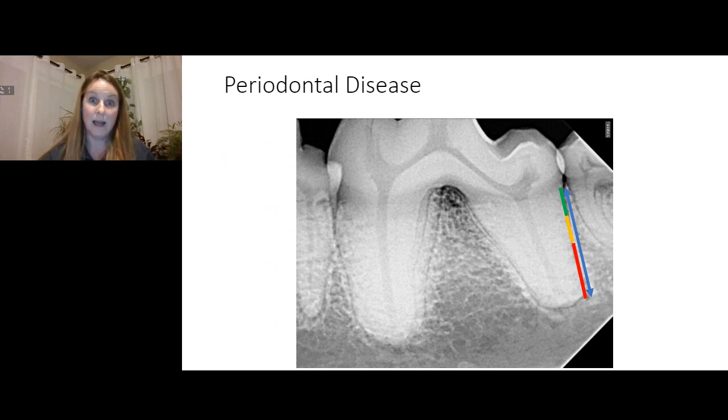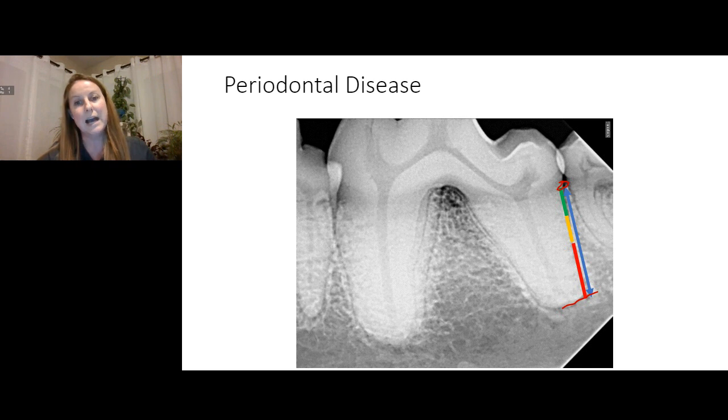So what does that look like? When we are looking at that attachment loss or that bone height, we are measuring from what's called the cemento-enamel junction down to the apex. Cementum is what goes around the root of the tooth. Enamel is what goes around the crown of the tooth. So where the cementum and the enamel come together, that's called our cemento-enamel junction. So that would be here. And that's where our crown and our root come together. So we measure from there all the way down to here, which is our apex, or the tip of the root of the tooth.